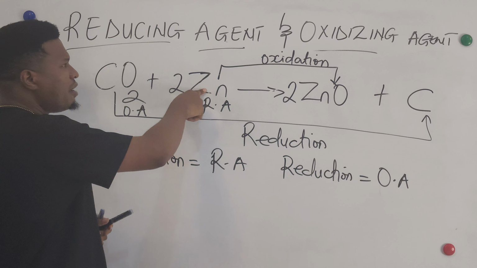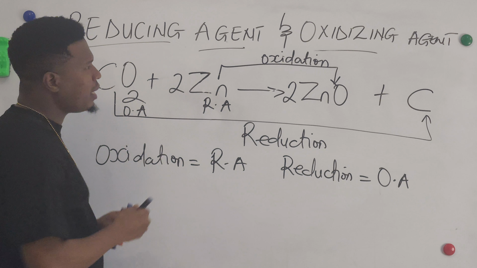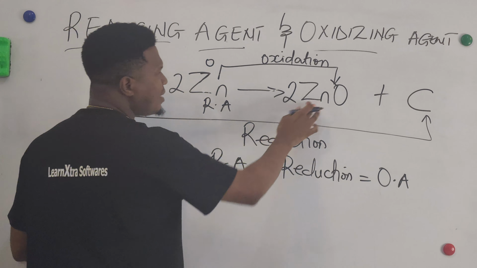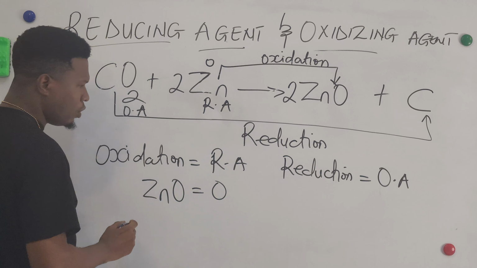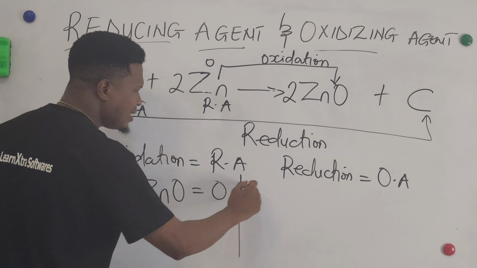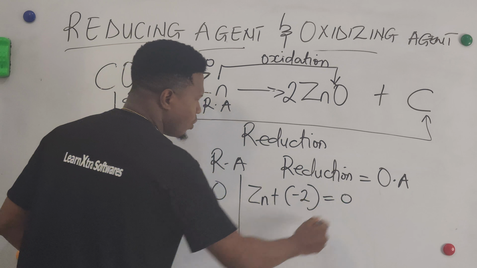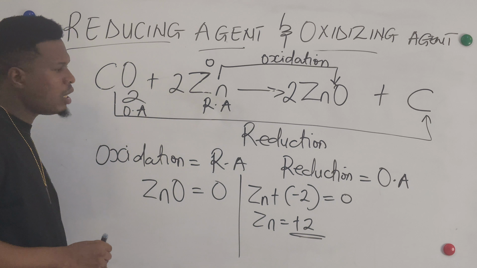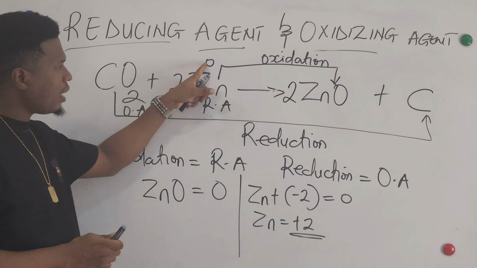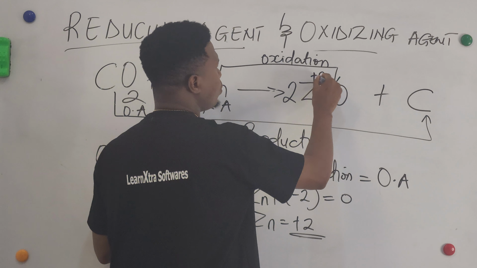Remember that zinc is in a free state. An element in a free state, what should be the oxidation number? It is 0, right? Now look at zinc oxide. Let us find the oxidation number of zinc inside this compound. Remember, the total is equal to 0. So, we know that zinc plus minus 2 is equal to 0. So zinc should be equal to plus 2, right? Zinc is plus 2. Now watch here. Zinc is 0 here in the free state, but in the combined state here, zinc is plus 2, right?